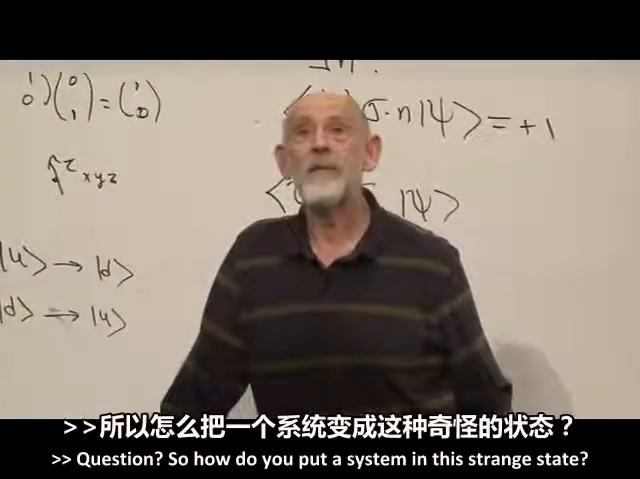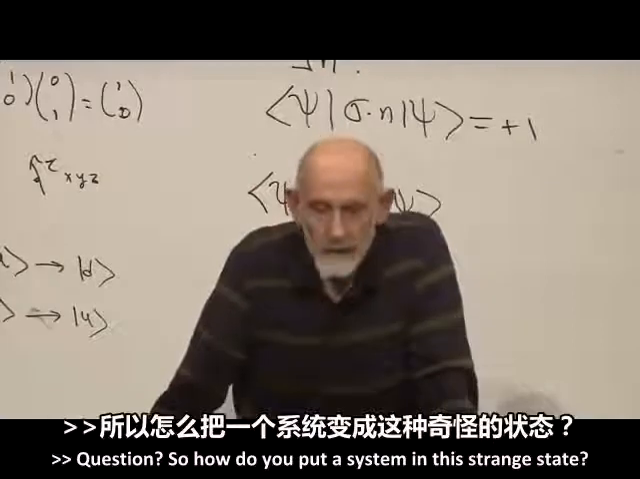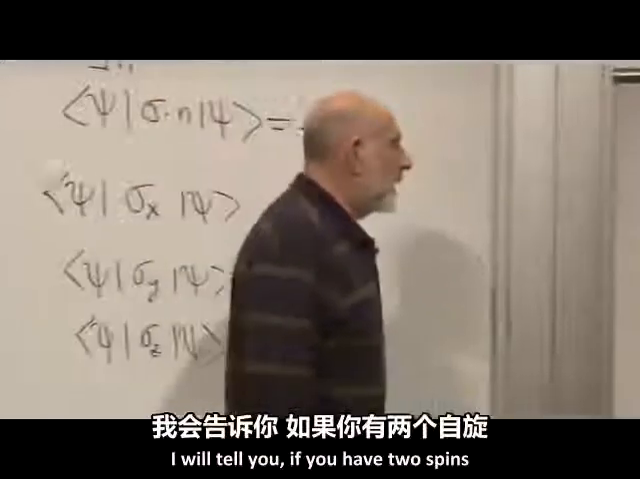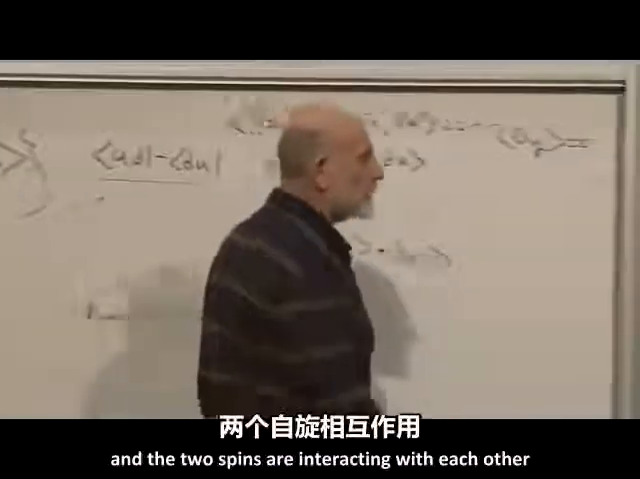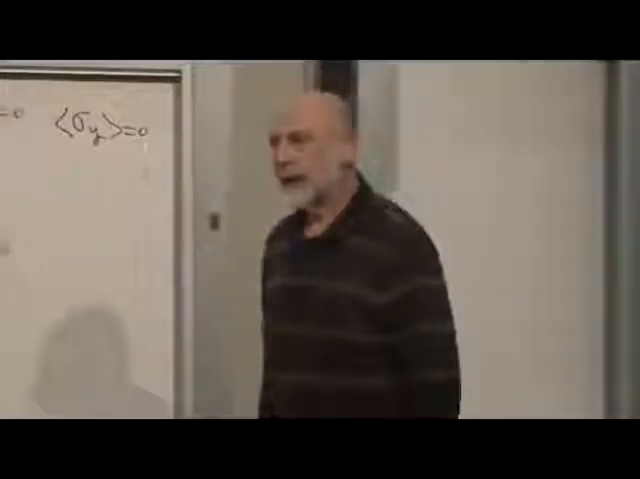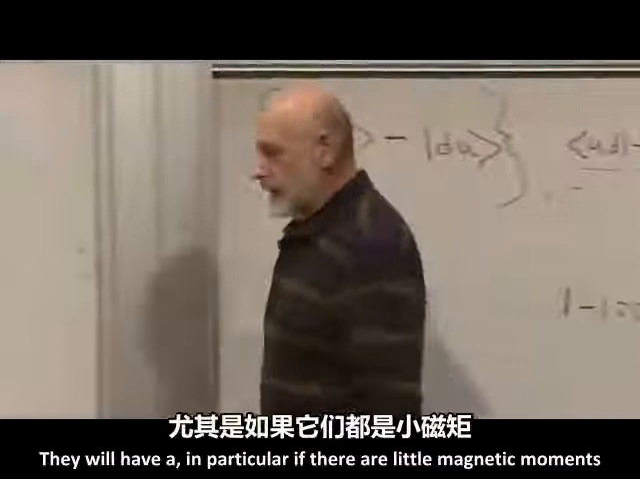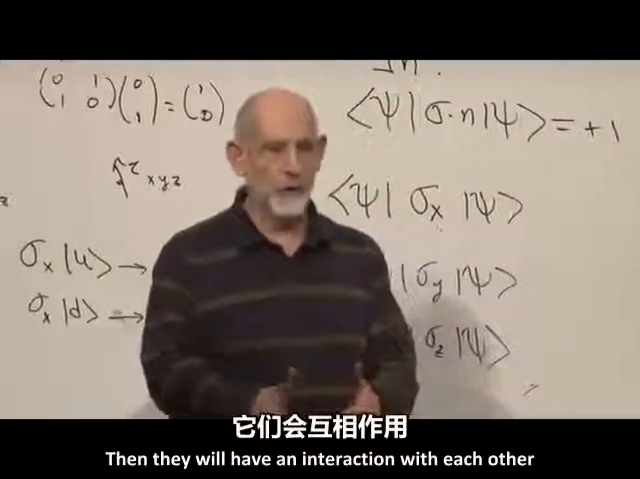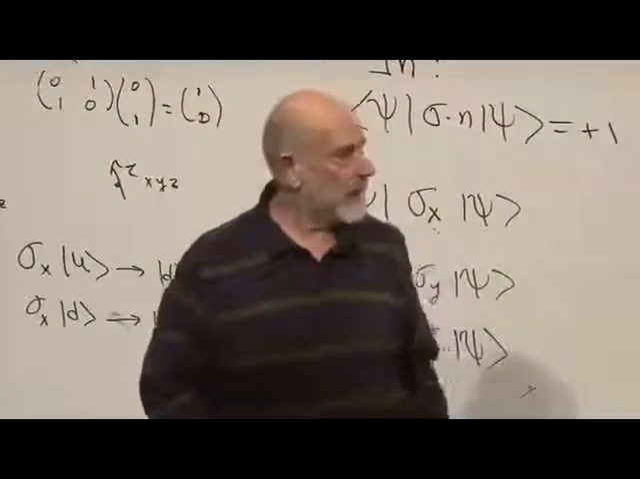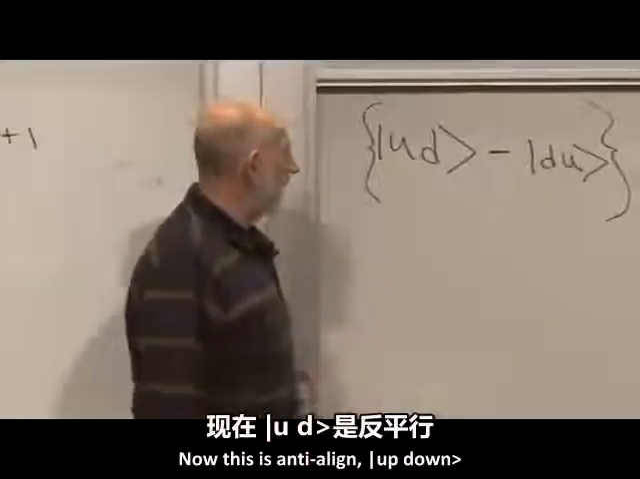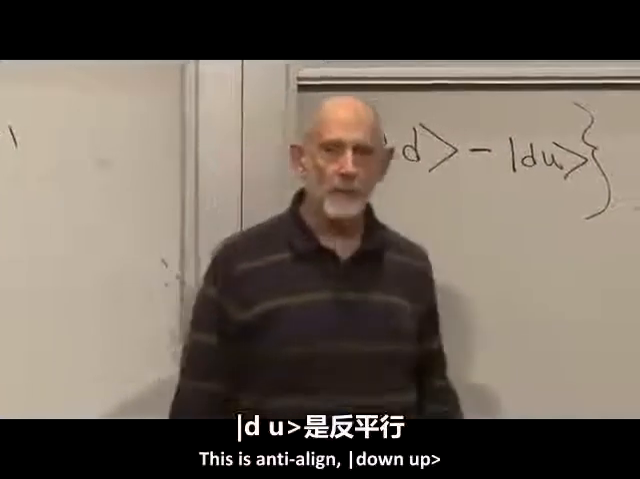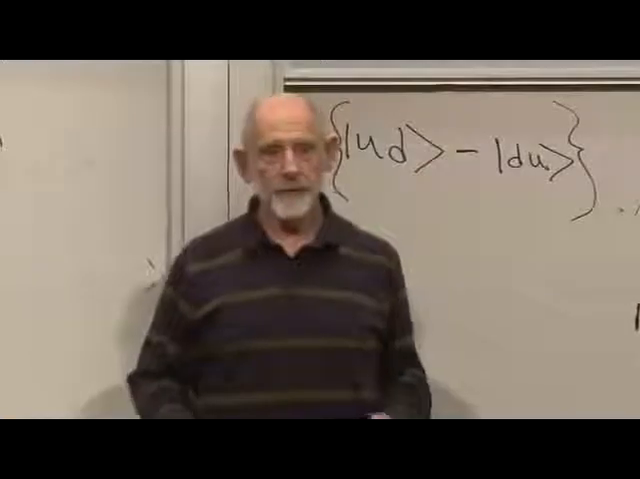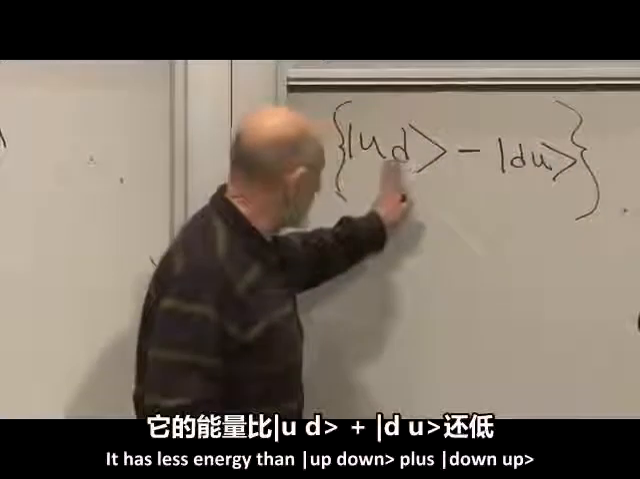Question? So how do you put a system in this strange state? Yeah, it's a very natural state to have. If you have two spins and the two spins are interacting with each other, in particular if they're little magnetic moments, then they will have an interaction with each other which will prefer to make them anti-align. Now, this is anti-aligned up-down. This is anti-aligned down-up. And in fact, this combination here has the lowest energy. It has less energy than up-down plus down-up.